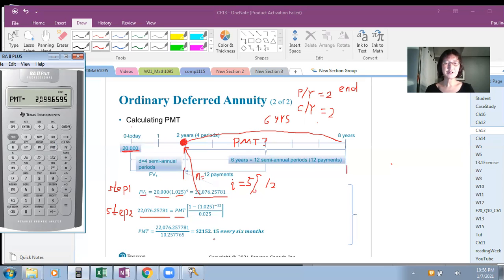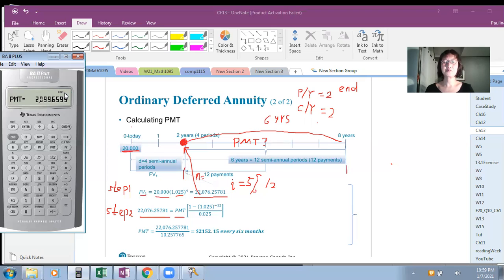I get a different number. Guess what? Why do I get a different number? I did this on purpose. Hope you can find the reason. Remember here, I write down here, it is end. Look at what is on my computer. It is begin. So first step, you have to change from begin mode to end mode.